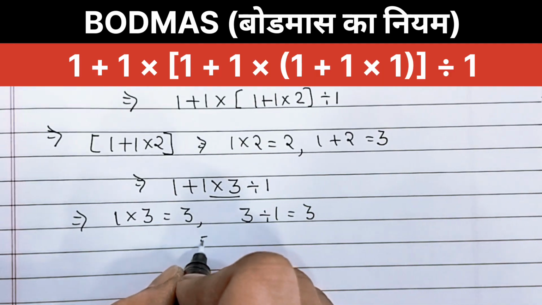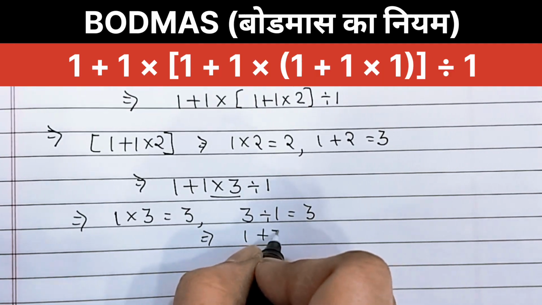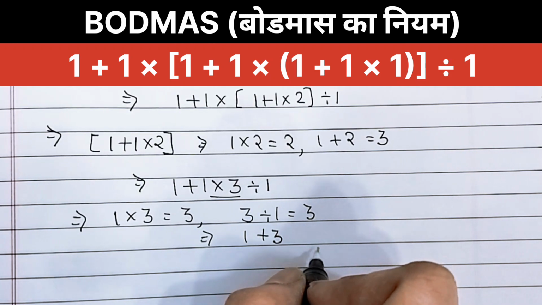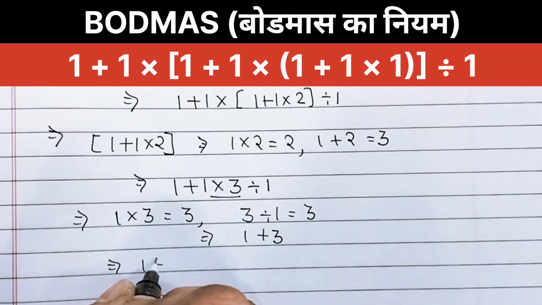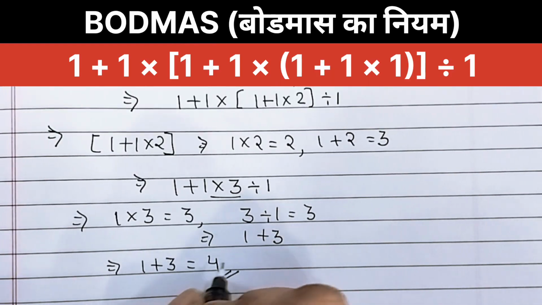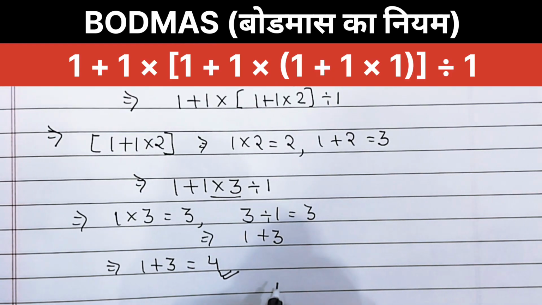So after that the expression becomes 1 plus 3, and finally we add. The last remaining operation is addition. Finally we add the values and we get 4 as the final result, and this is the final step in the order of operations.